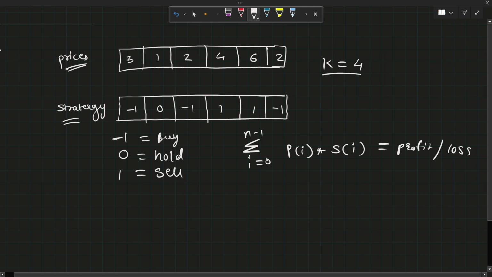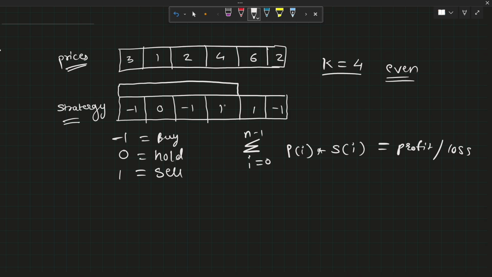Okay, and then we are also given this value k. So this is always an even number. We are always given an even number here. And what we can do is we can select any subarray of this strategy of size k. Here k is 4. So let's say we select this subarray, and what we can do is for half of the elements, the starting half elements, we will make them 0, and for the remaining elements we set the strategy as 1.